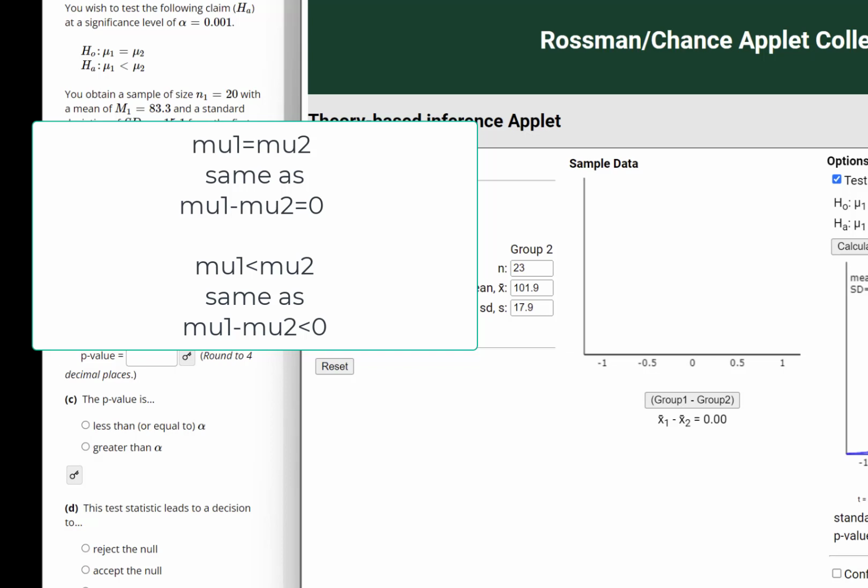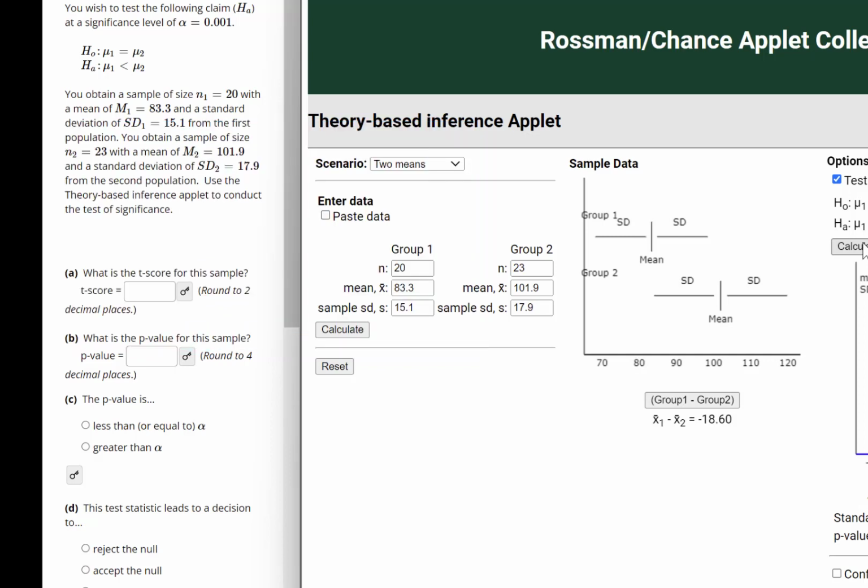That's the null hypothesis. If mu1 is smaller than mu2, then mu1 subtract mu2 would be a negative number because mu1 is small, mu2 is big. So when you subtract them, it would be a negative number. Mu1 minus mu2 is less than 0. I then hit calculate. We see that it places the statistic.